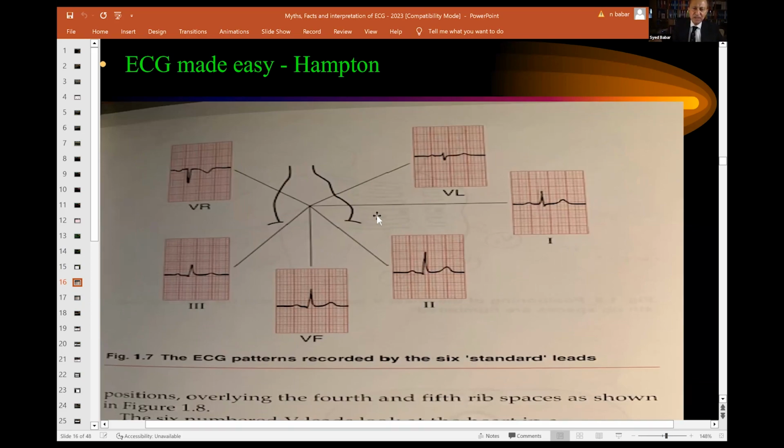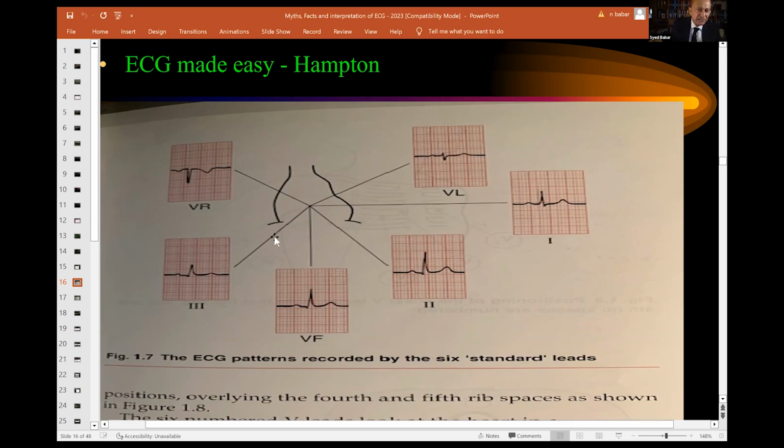Lead 1 is absolutely to the left side. As you can see, everything is upright. P is upright, QRS is upright. This is a small width QRS, T is upright. And lead 2 is the same. Everything is upright. Lead 3 is still the same, but the P wave is very small in size. And then, of course, lead 2 is similar. VF has a small P wave and upright QRS, upright T.